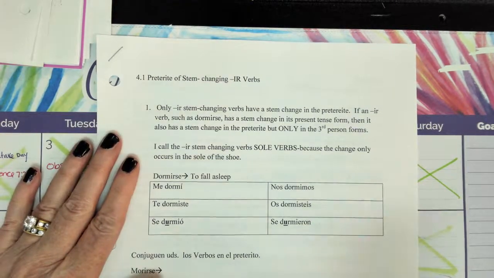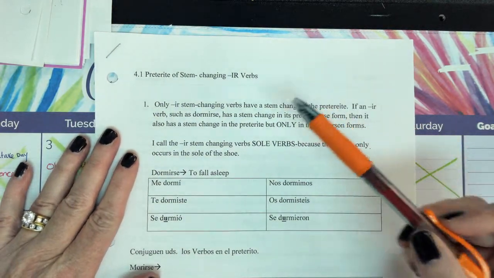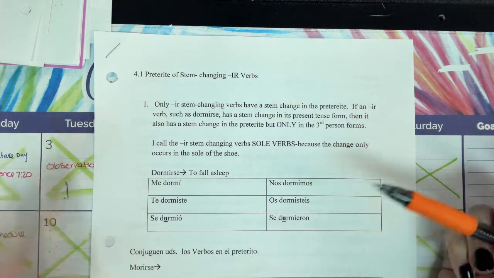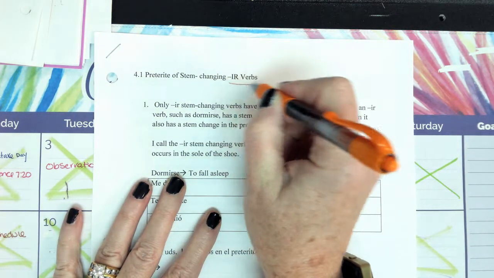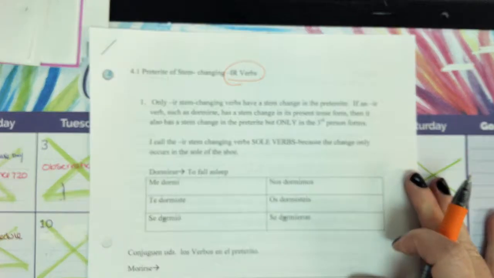Okay, so today we're going to be talking about our stem changers. Now, as I previously said, there are no stem changers in AR verbs and ER verbs, okay, which makes it very nice. Now, our IR stem changers, they're going to be a little goofy, okay, but they're goofy with everything. So, again, these are just our IR stem changers.